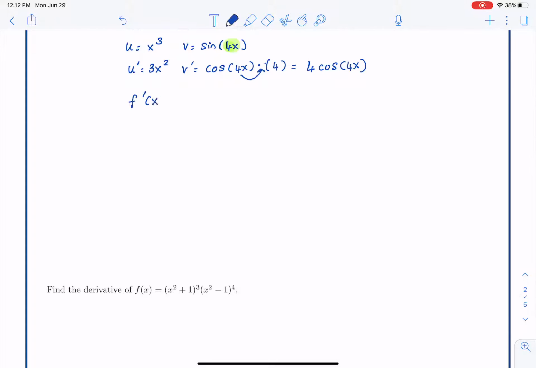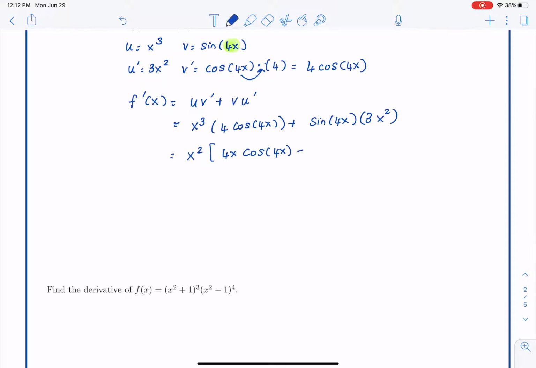Now we could go about using the product rule, which is uv prime plus vu prime. So we have x cubed times 4 cosine 4x plus v is sine 4x times u prime is 3x squared. We have x squared in common, so if we pull that out, we have x times 4, which is 4x cosine 4x, plus 3 times sine 4x.